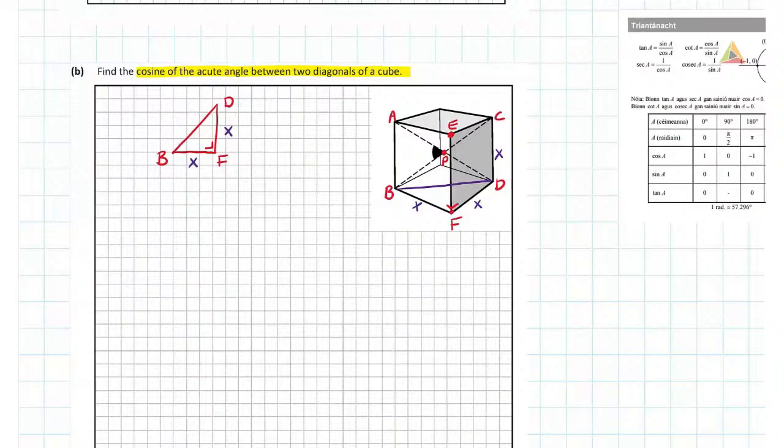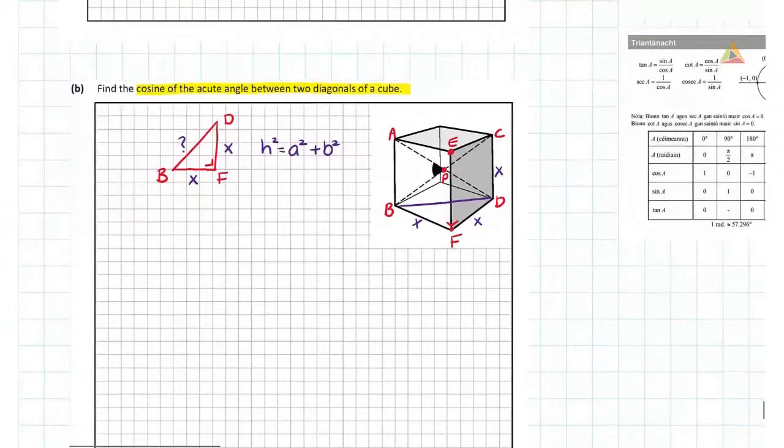So in this case, we are essentially looking for this side here, which we have called BD. And we're going to use Pythagoras to find that side. So Pythagoras' theorem, h squared is equal to a squared plus b squared, or c squared equals a squared plus b squared, or h squared equals a squared plus o squared, whatever way you have learned it.